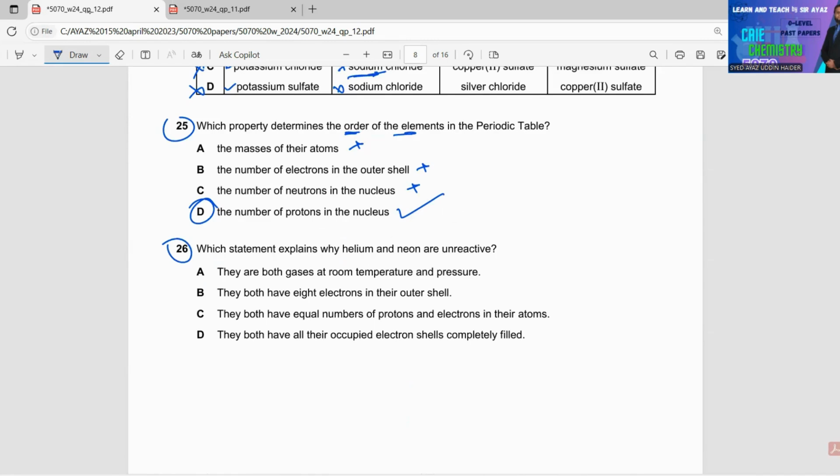So look at these statements. You have only one correct statement, which is D here. They both have all their occupied electron shells completely filled. So this must be the right statement. Other statements are incorrect.